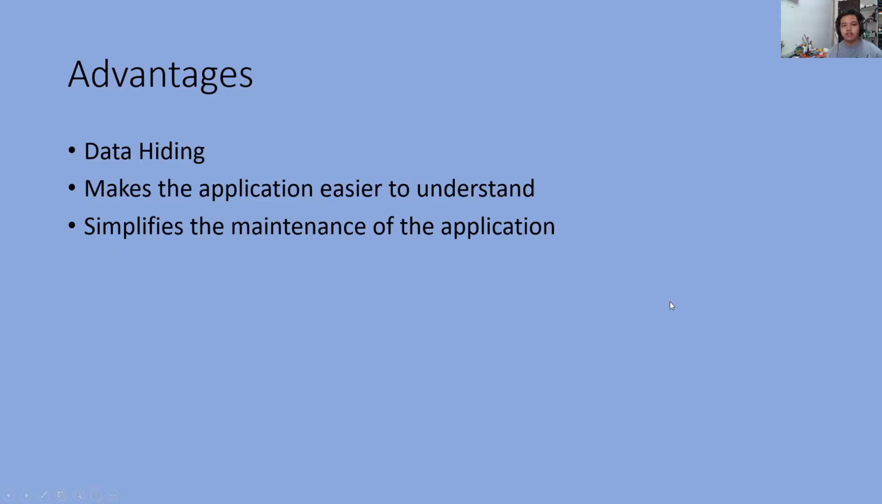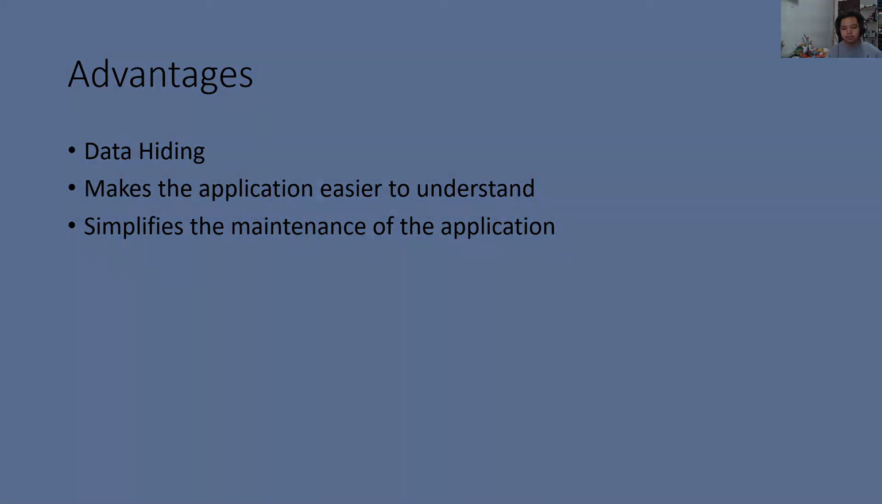So what are the advantages of using encapsulation? Data hiding. The main concept of encapsulation is to hide and secure sensitive data and information from the rest of the classes or the rest of the world. It makes the application easier to understand through the use of data hiding. It also simplifies the maintenance of the application. So it just makes your program easier and cleaner to see and understand.